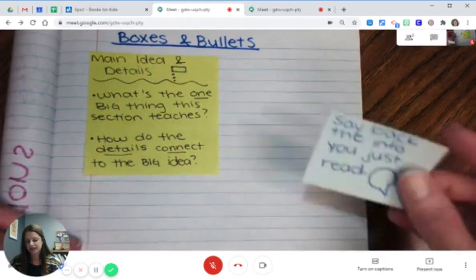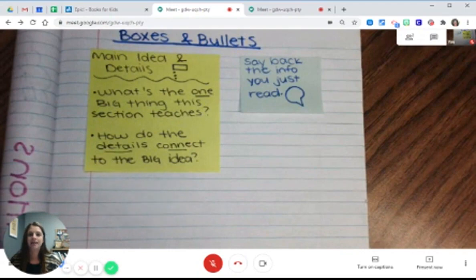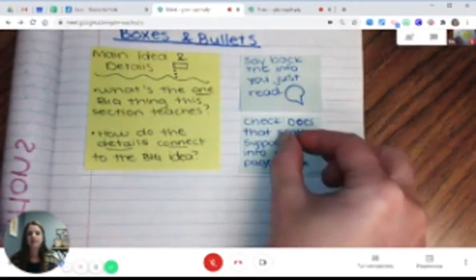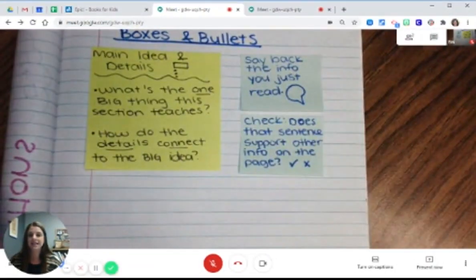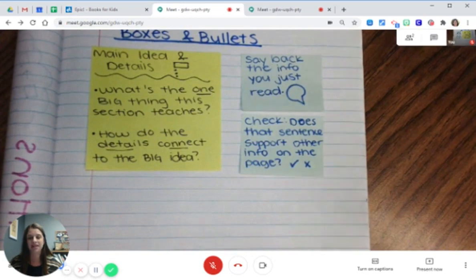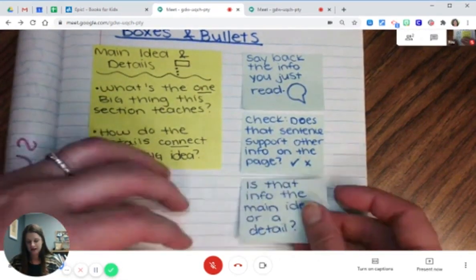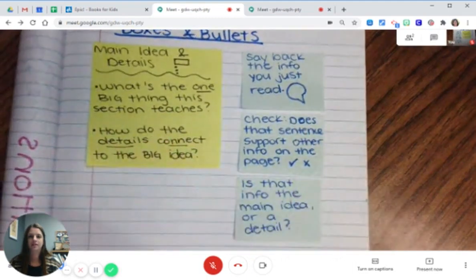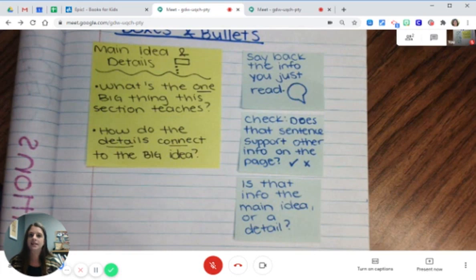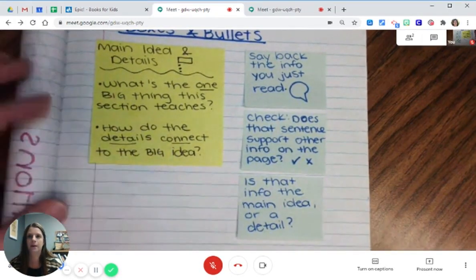So when we try this together, we're going to start by saying back the information you just read. Next, we can check, does that sentence support other information on the page? Does it connect back to that big idea? Yes or no? And then we can check, is that information the main idea or a detail? So that main idea is that big idea that we're learning.